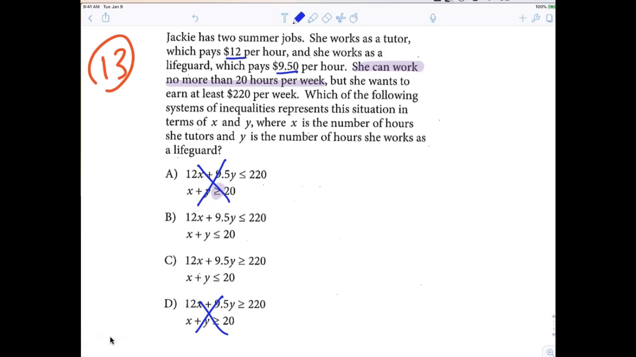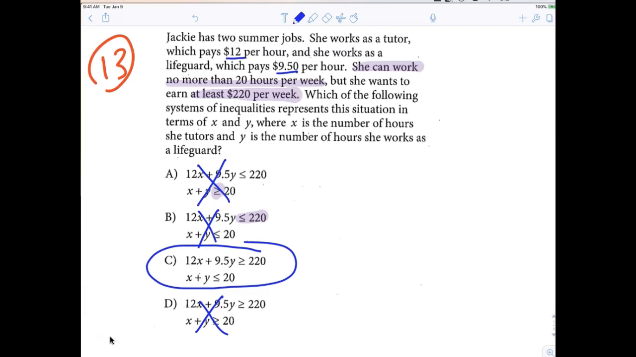All right? Now, the next thing is she wants to make at least 220. If she wants to make at least 220, that means she wants to make what? Greater than or equal to. All right? So now I'm looking at my answer here. Less than or equal to 200, that's not what they're asking. So we can just cross that out. So that means our answer is what? C.